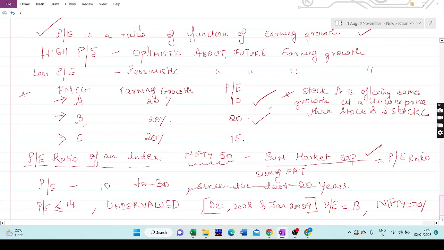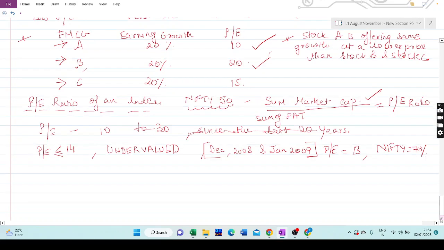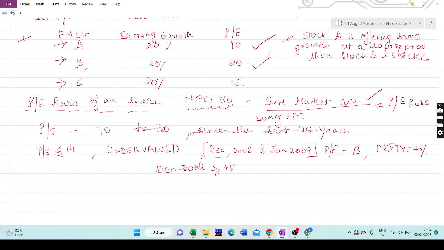Guys, in December 2002, Nifty's P ratio was around 15, and we saw around a 70% return in 2003 as well. We saw a 70% return in the calendar year 2003, right?